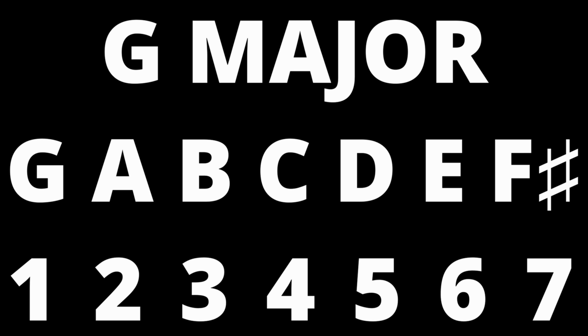Major key melodies are created using notes from the major scale. This means you have 7 notes to try when writing your melodies. For example, here are the 7 notes in the G major scale: G, A, B, C, D, E, and F sharp.